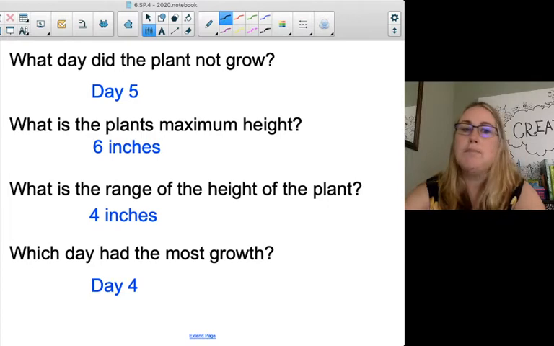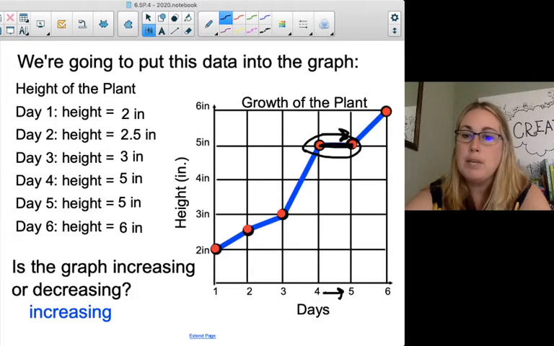What is the plant's maximum height? Maximum is when was it the tallest? If we look at our graph, the tallest this plant was 6 inches, way up here at the top. Good job.